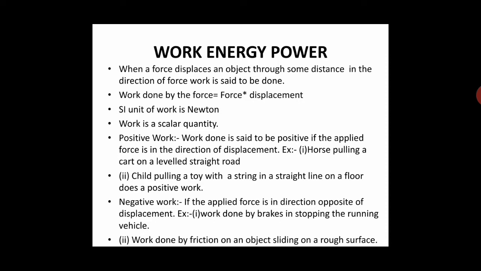So if the applied force is in the direction opposite to that of the displacement, we say negative work is being done. Examples. Number 1. The work done by the brakes in stopping a running vehicle. Consider a running vehicle coming towards a child standing in front of it. The force he applies to stop the car will be opposite to the direction in which the vehicle is coming towards him. That is why negative work is being done.